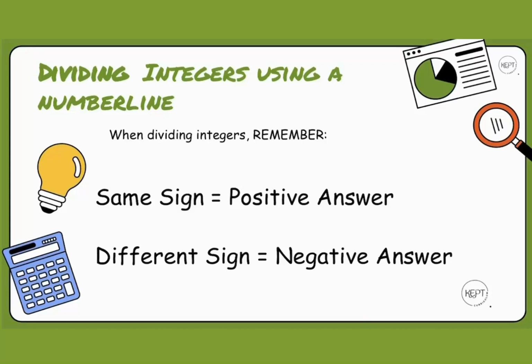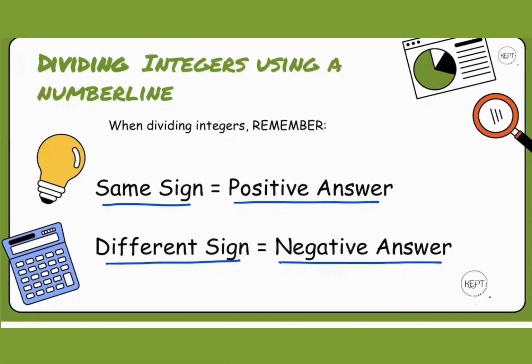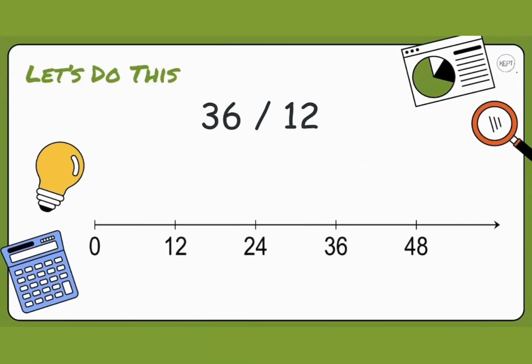Now, dividing integers using the number line, we need to remember very specifically, same sign, positive answer. Different sign, negative answer. So if the divisor or the dividend is negative and one of them is positive, we know that we will get a negative quotient as our answer. Let's start by looking at this one here. Now we can see that we have a positive number being divided by a positive number. Those are the same signs, so that means that our answer is going to be positive.